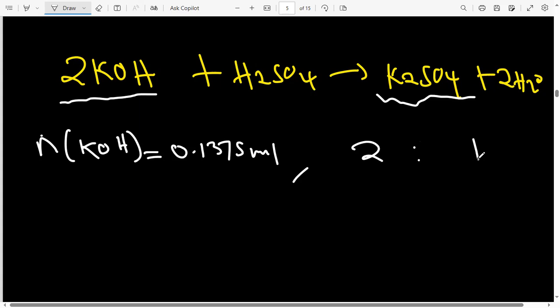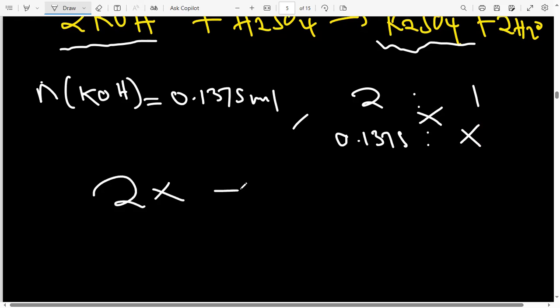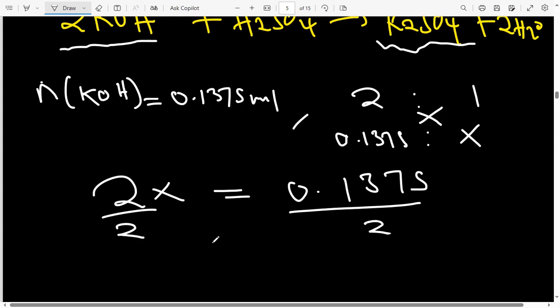So what does it mean? If I have 2 moles of this, then I need 1 of this. But what about if I have 0.1375? How many moles of potassium sulfate am I going to need? So you put X here, and then you cross multiply. So I have 2X equals 0.1375. And then we divide this by 2, and we also divide that by 2. So our X will be equal to what?